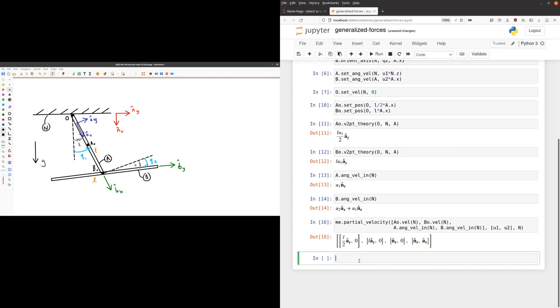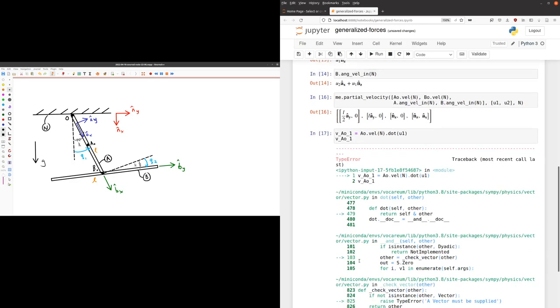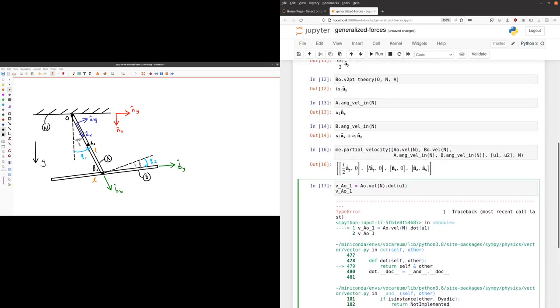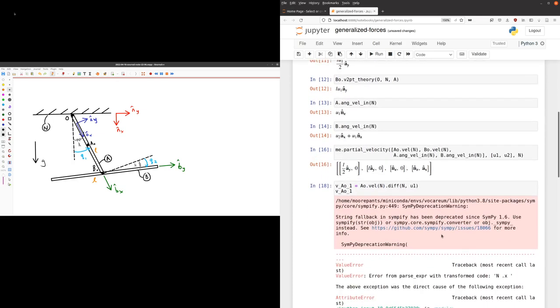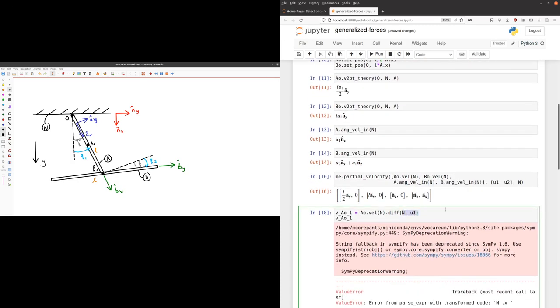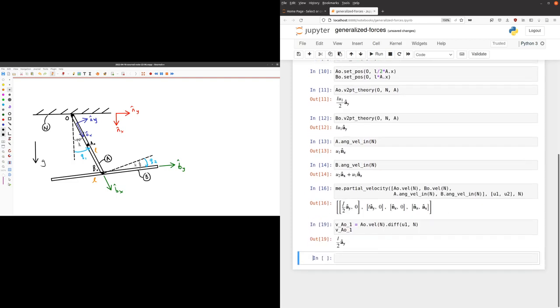We can also do these manually, and maybe that's good for the first time. So let's do the velocity in N of AO with respect to the first generalized speed. It's going to be AO.velocity in N, differentiated with respect to u1, just to see that we get a matching result as above. There we go. So we see that we get that partial velocity there.